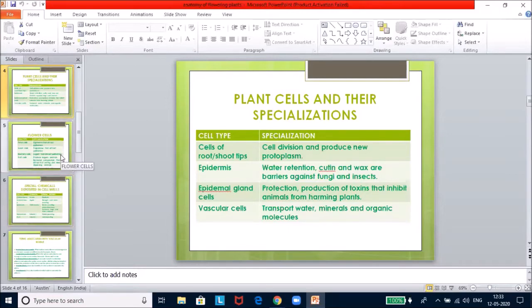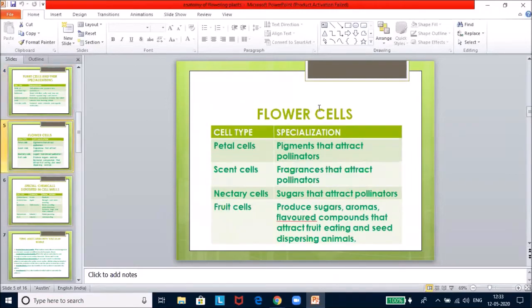Okay, next I start with flower cells. This also they have asked. The cells that attract the pollinators, you have to write as petal cells. Scent cells produce fragrances that attract the pollinators. Nectary cells produce sugars that attract the pollinators. And fruit cells produce sugars, aroma, and flavored compounds that attract fruit-eating and seed-dispersing animals.